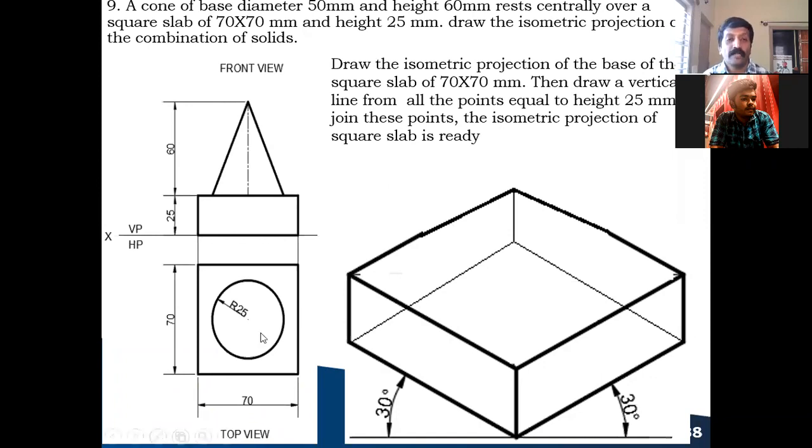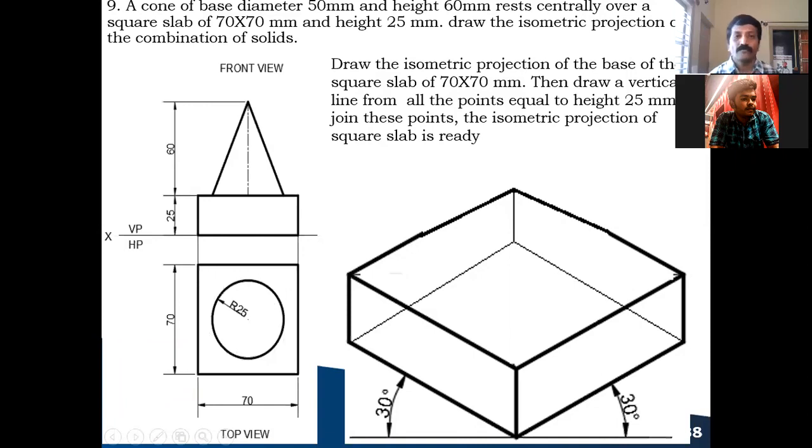So how to find out the center of your square? Draw the diagonals, get the intersection. So that is the center of your square. Now from this center you draw a circle of radius 25 millimeter. The top view is ready.